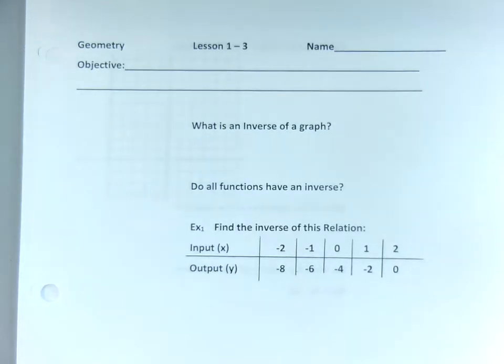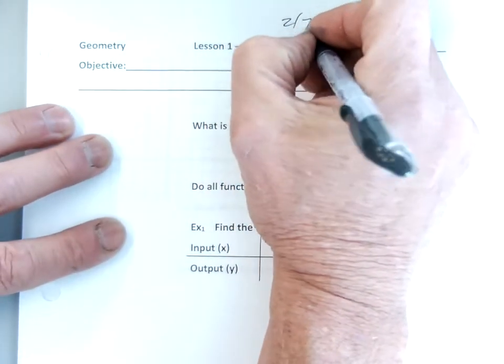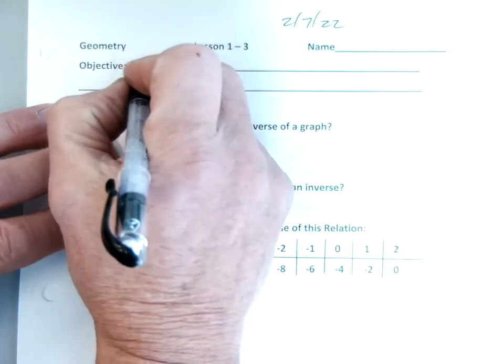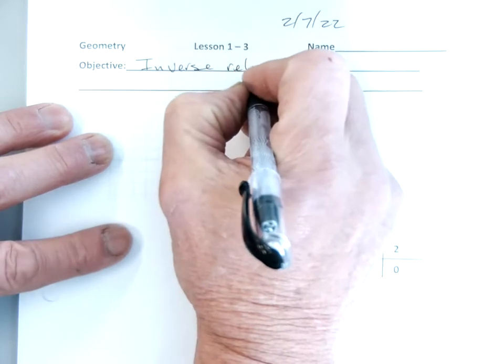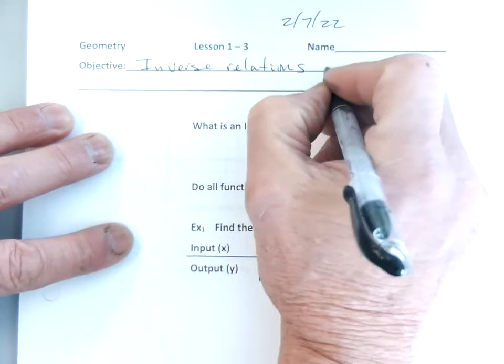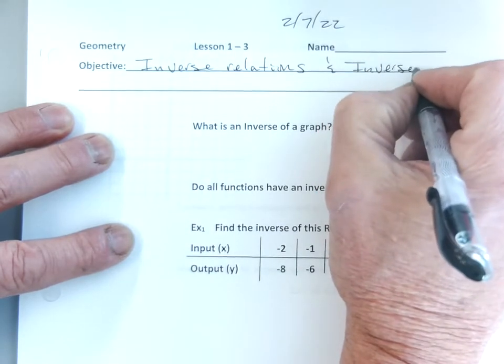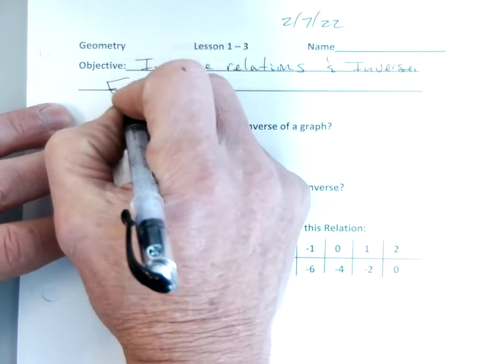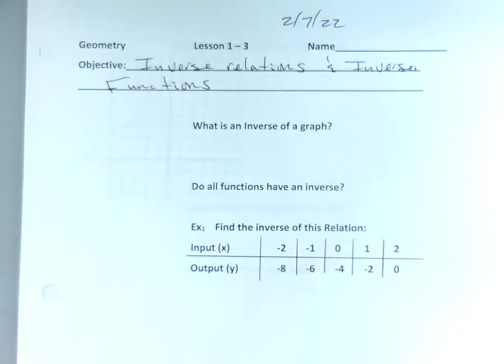Okay, so today's lesson really has to do with inverse graphs and inverse functions. Inverse relations and inverse functions. Now put both words down, inverse relations and inverse functions.